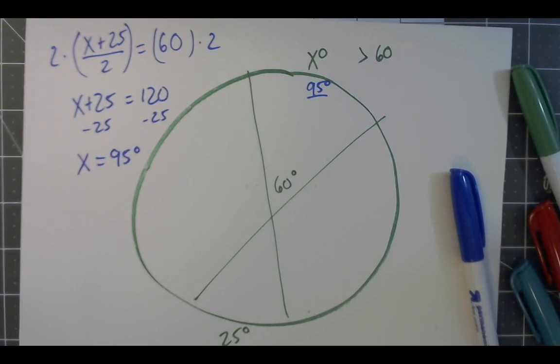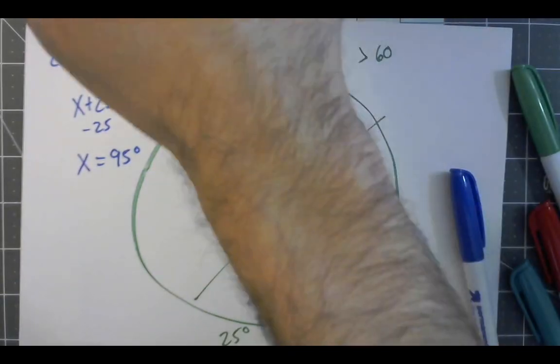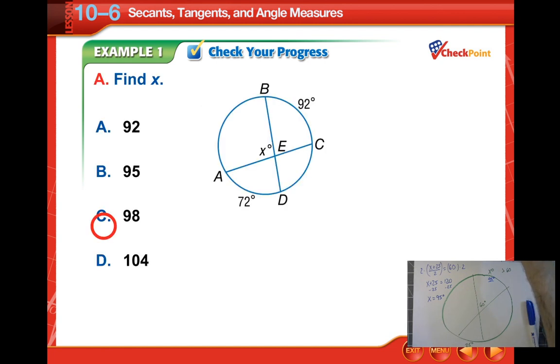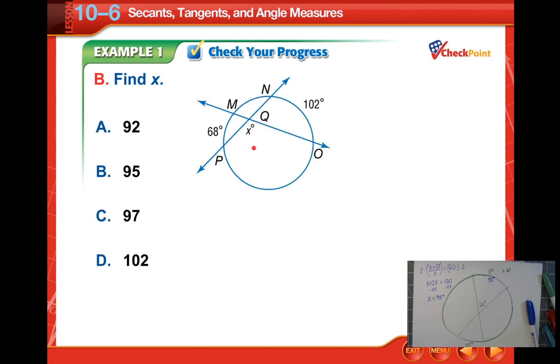This one as well. Pause the video, give it a shot. Sorry, I realized you did not see that last one. So let's go back. You have this one. We got 98. You were looking for this angle first, and then you took the supplement over here. Pause the video, give this one a shot. 68, 102, form this angle. Then you'll have to take the supplement to get 95.